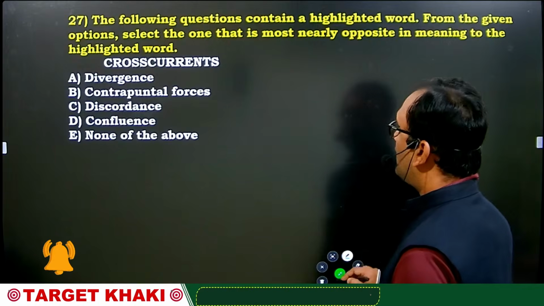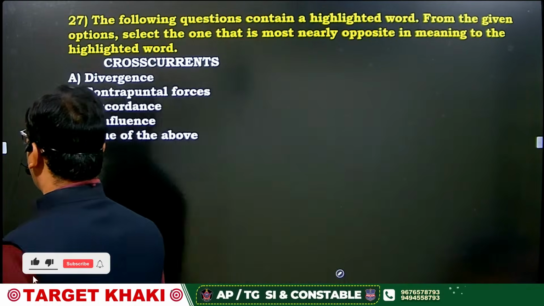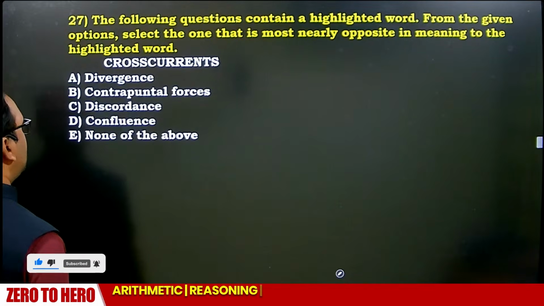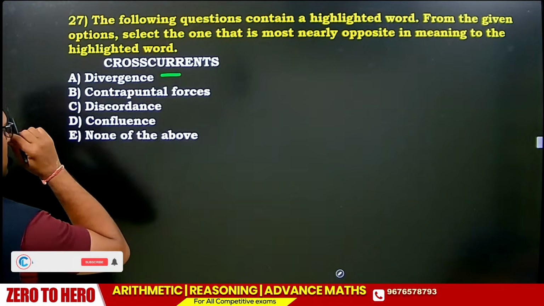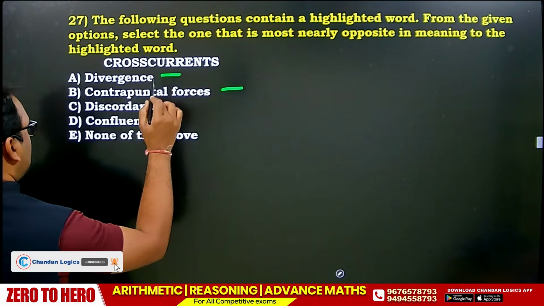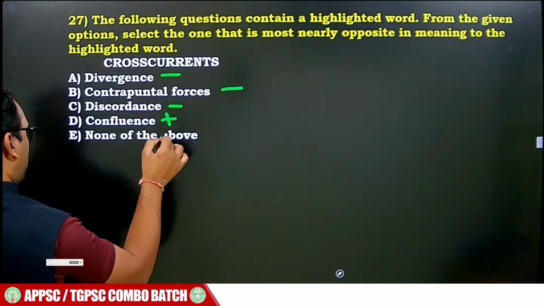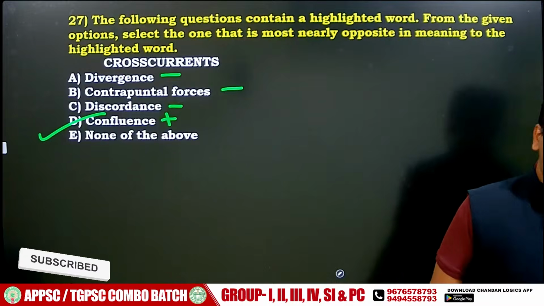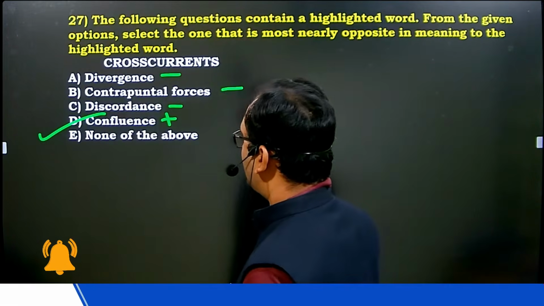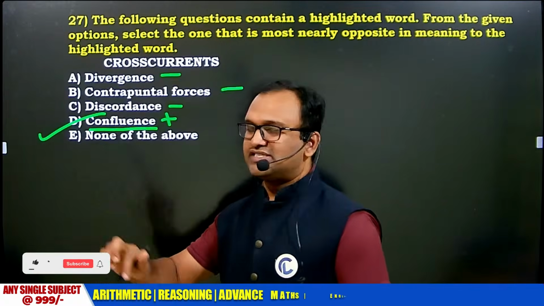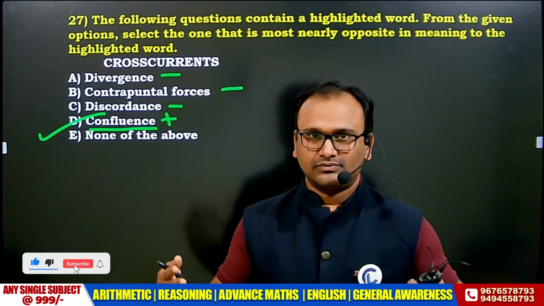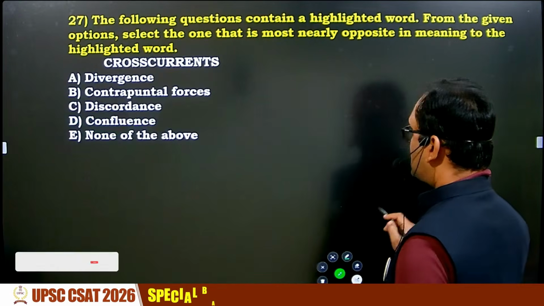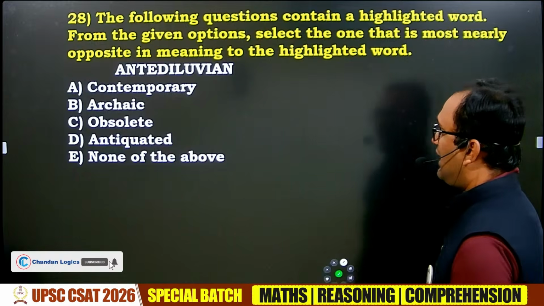Again, cross currents. Yeah, guys, divergence is minus, contrapuntal is minus, discord is minus, confluence is plus. So you can directly choose the fourth option easily. Plus minus factor. So confluence means together, join. The rest of the options are reverse.